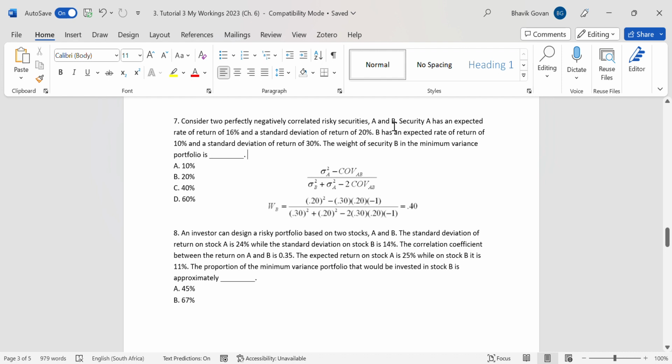Remember here, it's saying that we've got two perfectly negatively correlated securities. So if they are perfectly negatively correlated, their correlation coefficient will basically be -1. So plug in the numbers and you will get your weight of B as 40%.